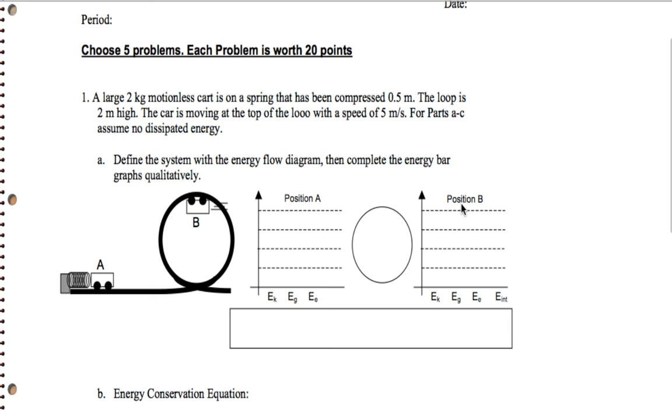All right, problem number one. So we're going to jump into the second practice exam. We're going to solve it like we've never solved before.